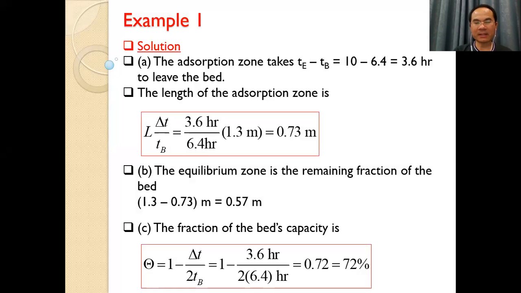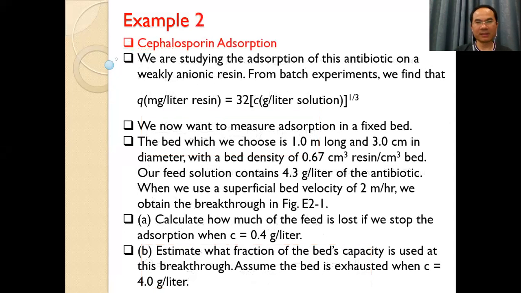And the last one, the fraction of bed capacity. The fraction of bed capacity we can calculate as 1 minus delta T divided by 2 TB. You know delta T, you know TB, you can calculate the fraction, which is 72% of the adsorption. Okay, that is for this example.